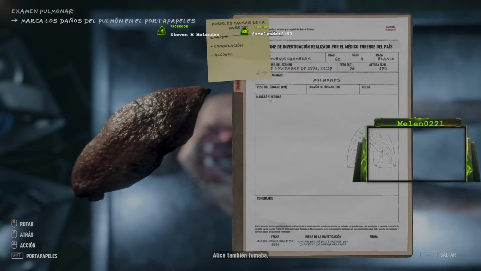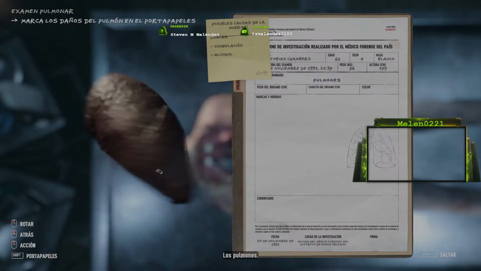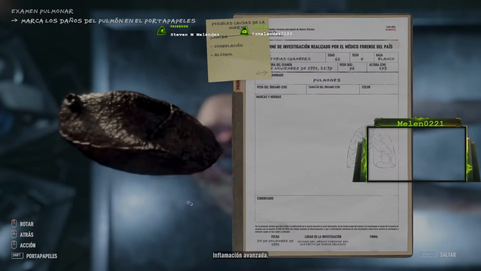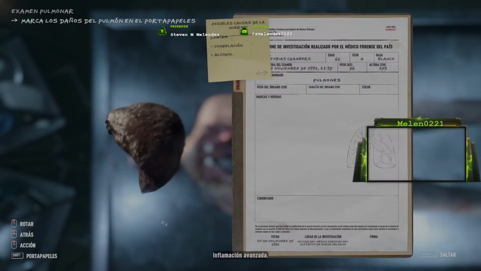Alice smoked too. It didn't kill her, but... what was I talking about? Lungs. Yes. Advanced inflammation.